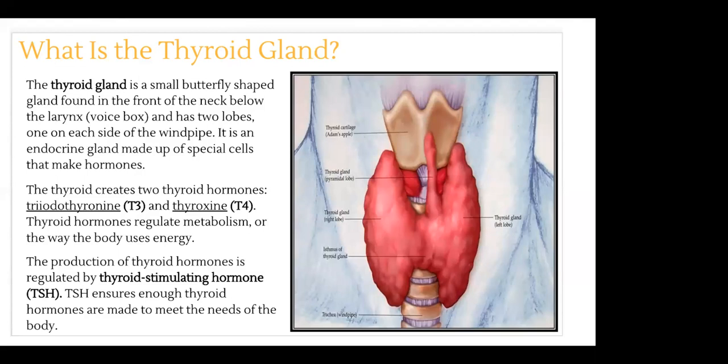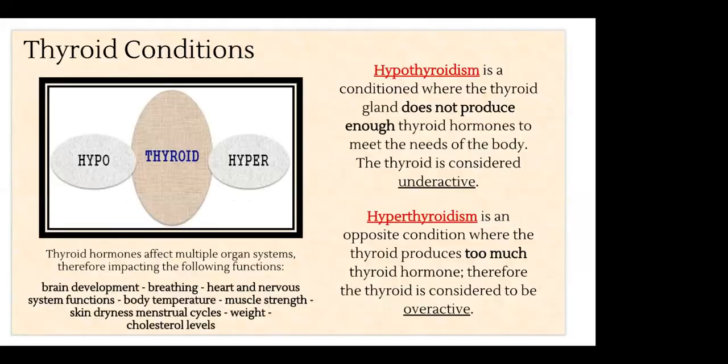Now, the gland creates two very important thyroid hormones, one being triiodothyronine, which is T3, and thyroxine, which is T4. These hormones are very important in regulating metabolism, or the way the body uses energy. The production of these thyroid hormones is regulated by TSH, or thyroid stimulating hormone. This hormone is produced in the pituitary gland in the brain, and it ensures that enough thyroid hormones are made to meet the needs of our body.